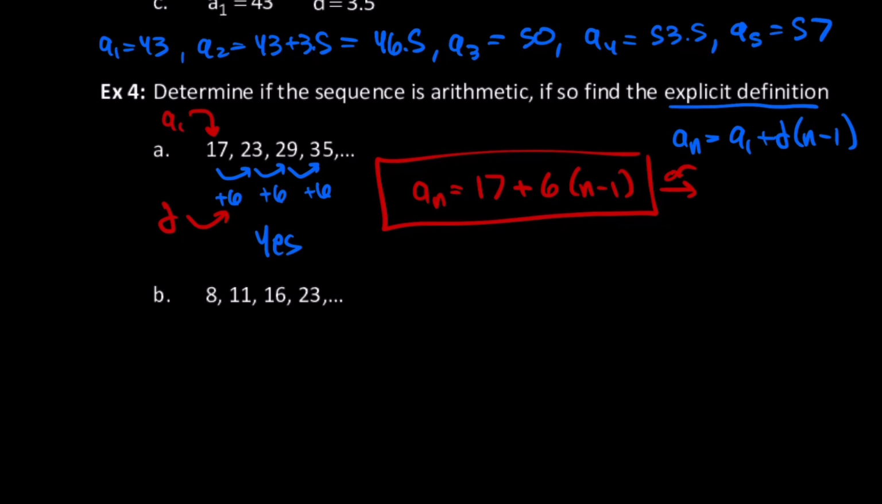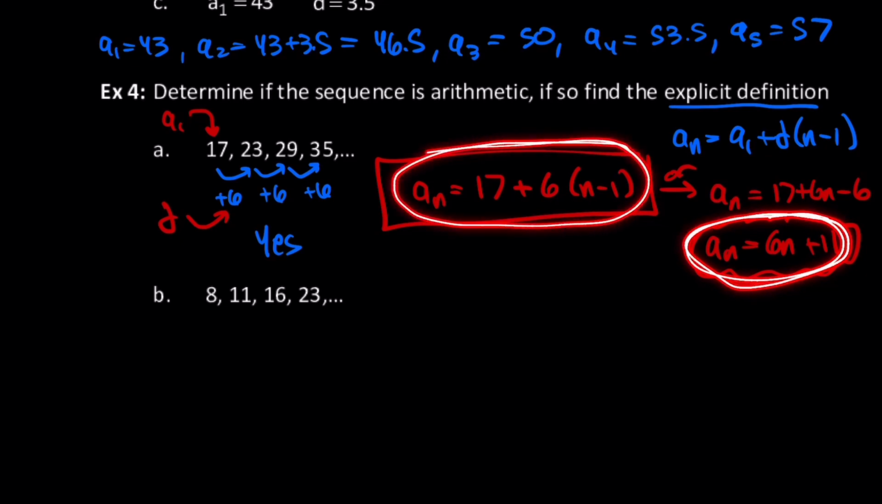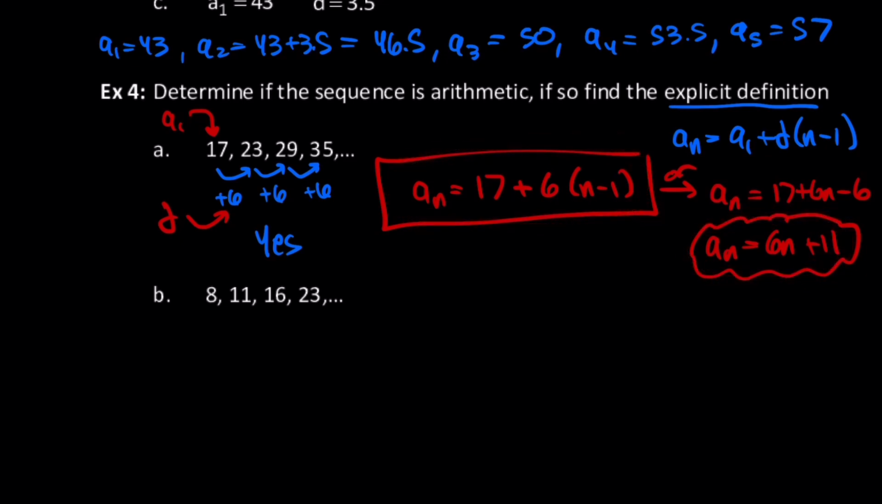You could distribute that 6, and you get something that looks like this: a sub n equals 17 plus 6n minus 6, and then combine some like terms, so you get 6n plus 11. That would also be an acceptable answer. And in some instances, this is going to be better to use, and in some cases, this will be better to use. So if you just have to come up with an a sub n rule, I generally leave it like this. But if I need to apply that in a summation, which you don't really know what that is right now, but you will in a few days, then I like to clean that up, so I think that's easier to work with. But it's good to know both.